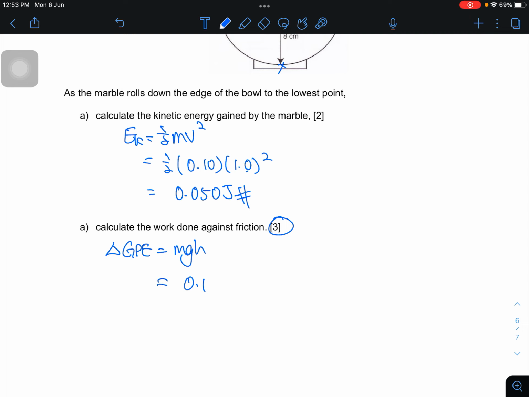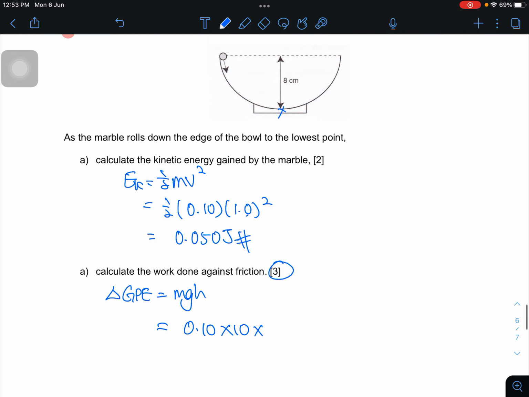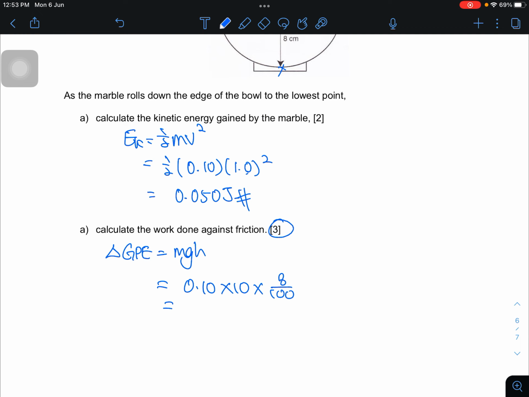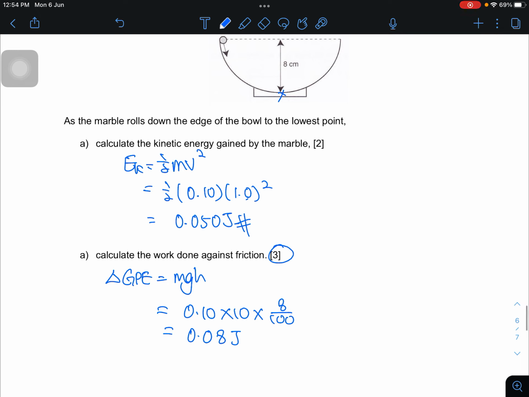So m is 0.10 times 10 times what is the height? Like I said, you need to put the height in terms of meters because the SI unit of energy is joule. 0.1 times 10 times 0.08, right? 8 cm is 0.08 m. So this is 0.08 joule. As the marble drops down the bowl, it actually lost 0.08 joule of energy, but only 0.050 joule of KE has been gained. So where is this difference of 0.030 joule?